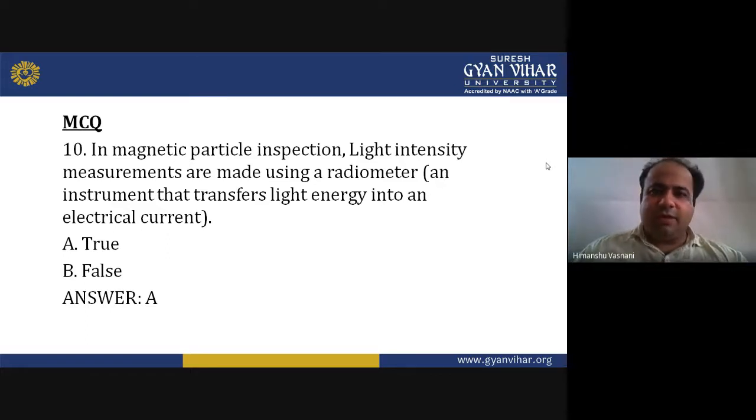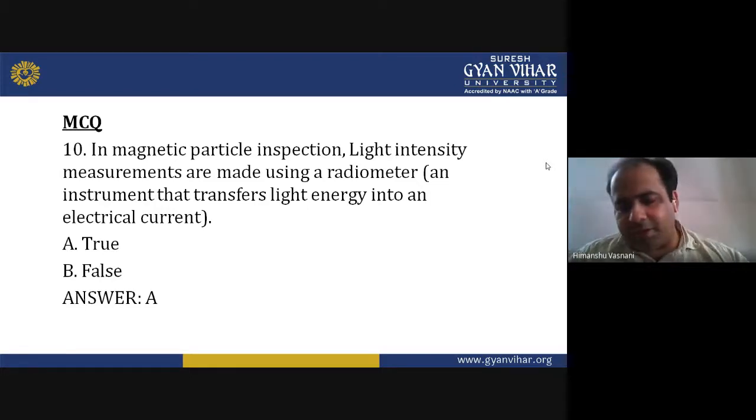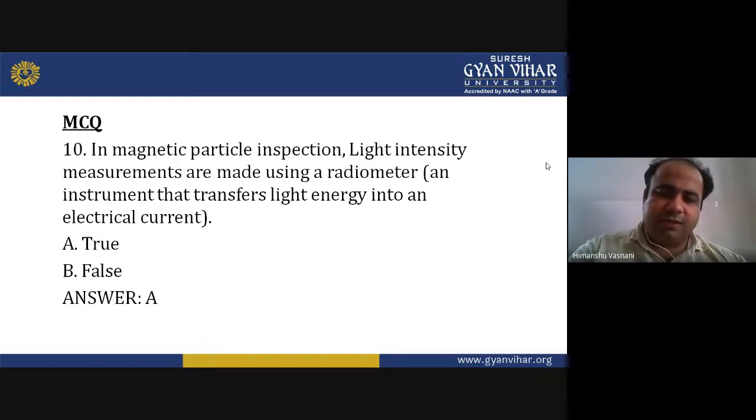We are using a radiometer. Light intensity measurements are made using a radiometer, an instrument that transfers light energy into an electric current. We have just discussed radiometers in the past slides. So it is true in this case that light intensity measurements are made using a radiometer, which transfers light energy into an electric current.